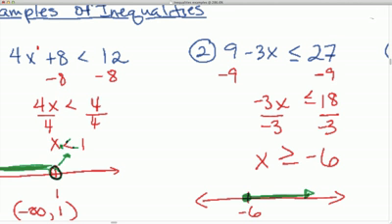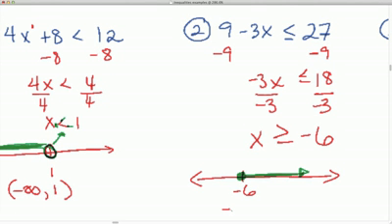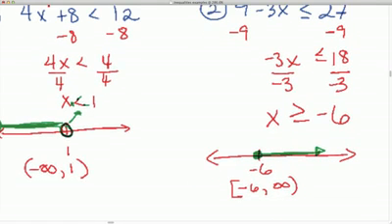So when we're doing our interval notation, oops, sorry about that. All right.